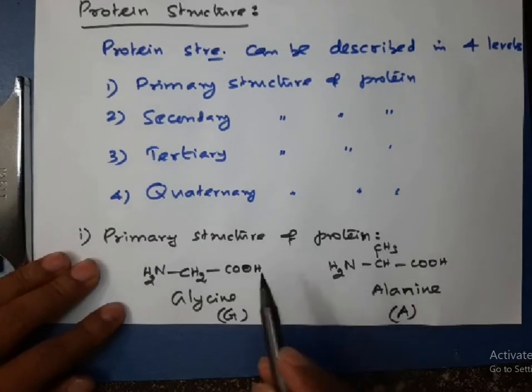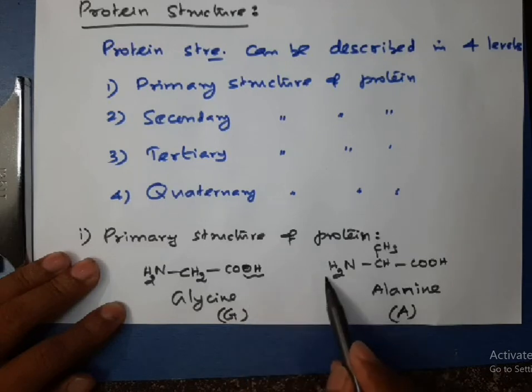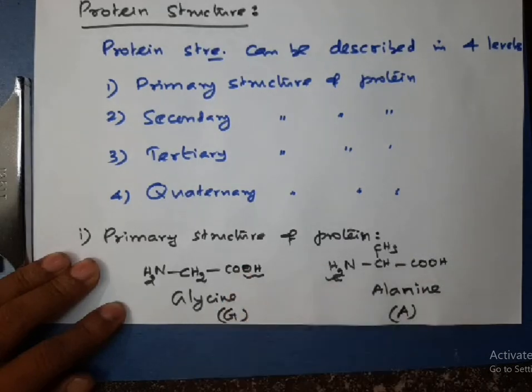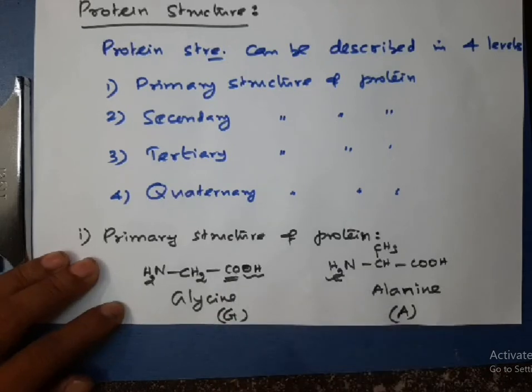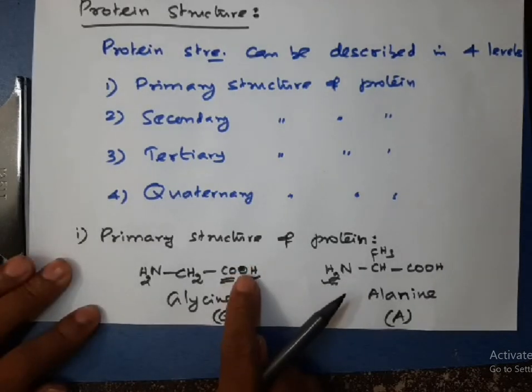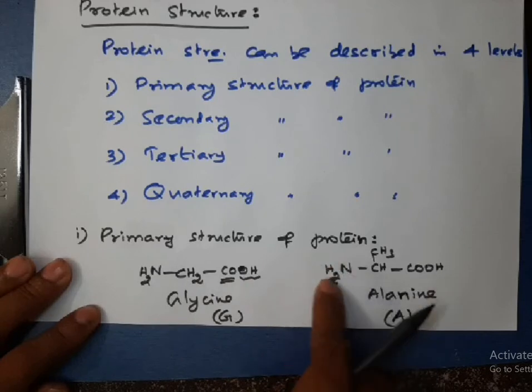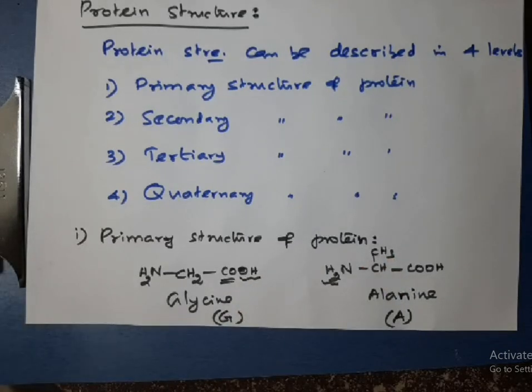When amino acids react, the OH of the acid group of one amino acid takes one hydrogen from the NH2 group of another and eliminates a water molecule. You will get a new linkage between CO and NH. It is called a peptide linkage. You will get a peptide bond. Now the question is, in how many ways can it react?